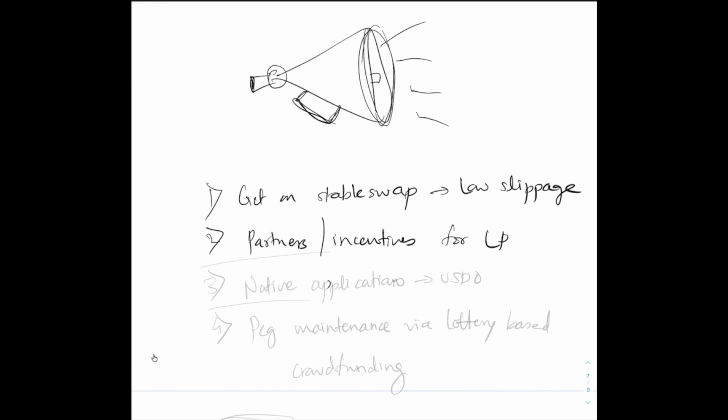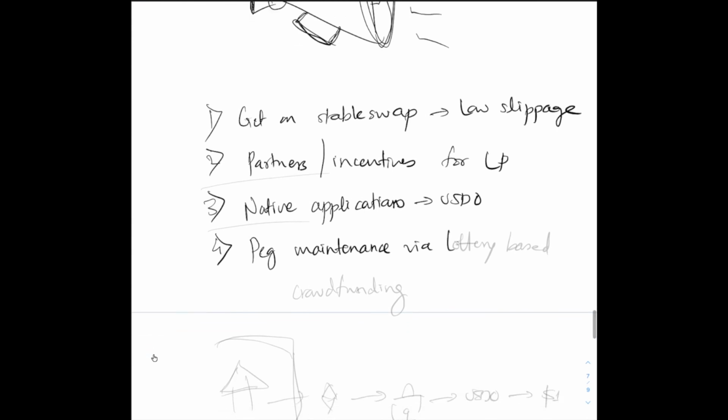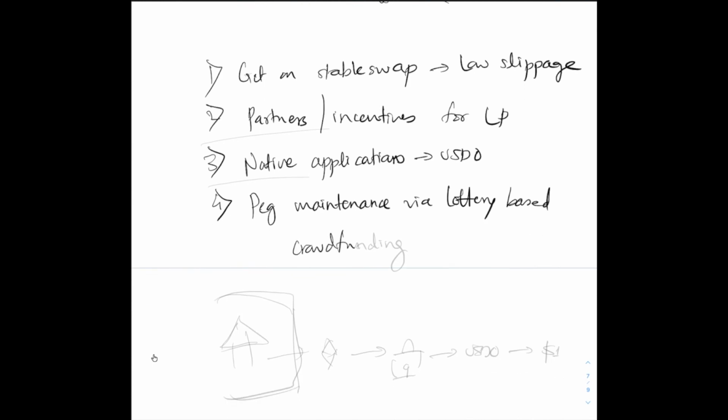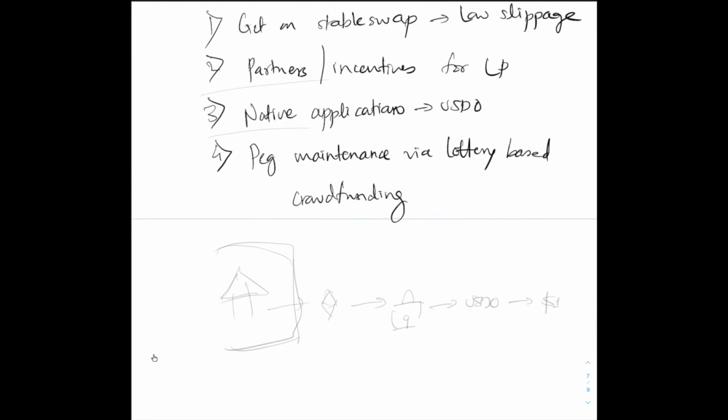Third thing is native applications for USDO. And the fourth thing is peg maintenance via lottery-based crowdfunding, I would say. So those are the four main things which we are doing to get the peg in place and also build more distribution, more adoption. And that's what our focus is going to be in the next few days and weeks and probably months.